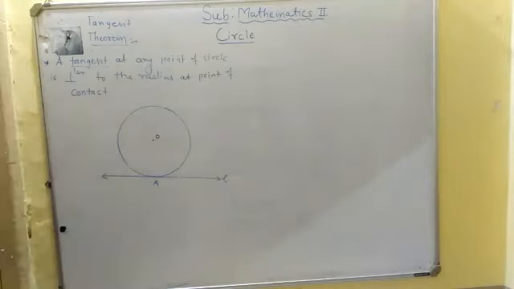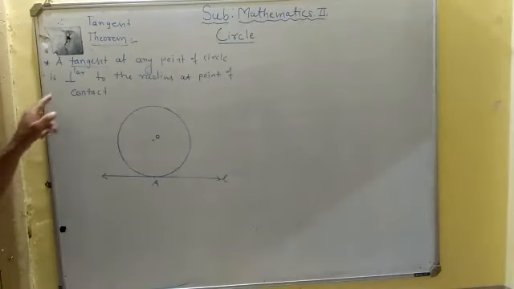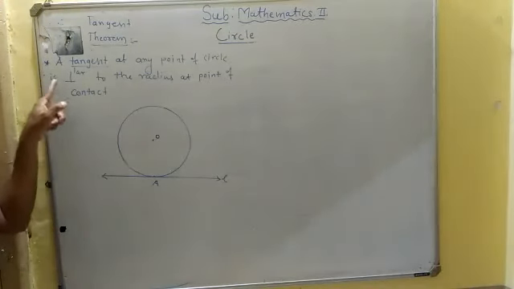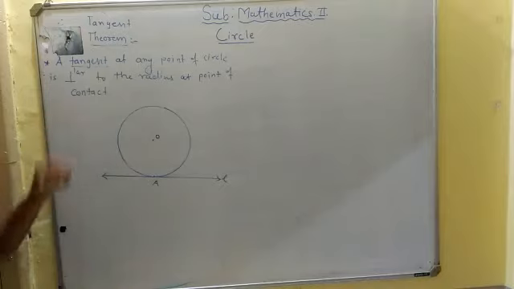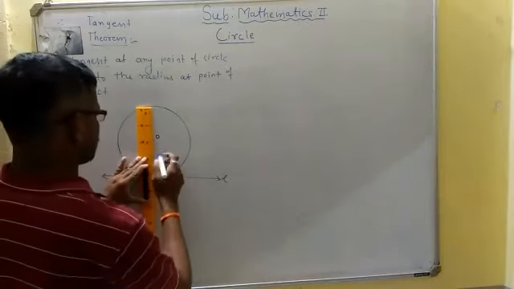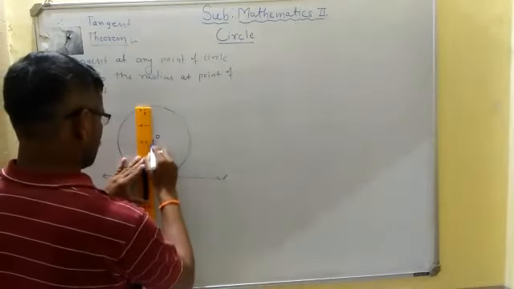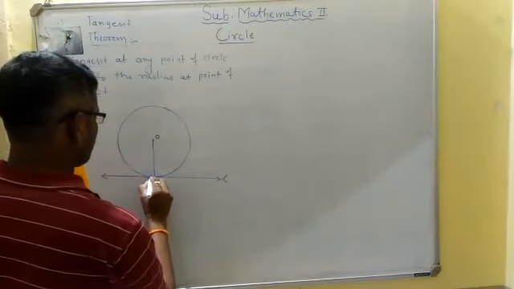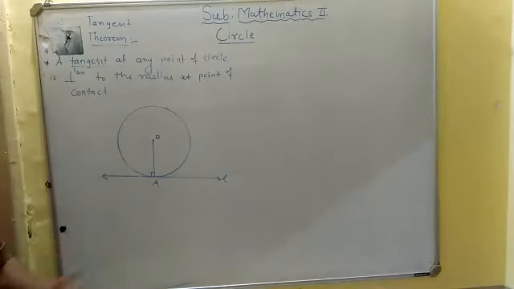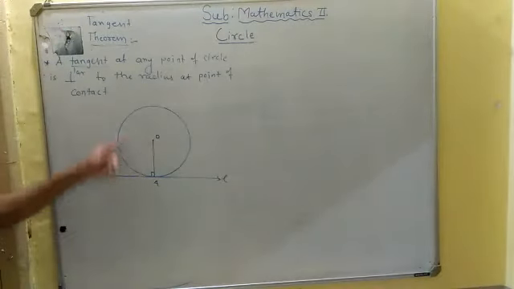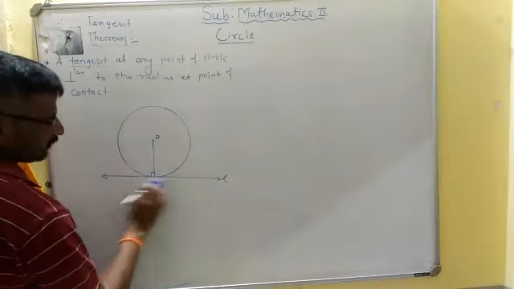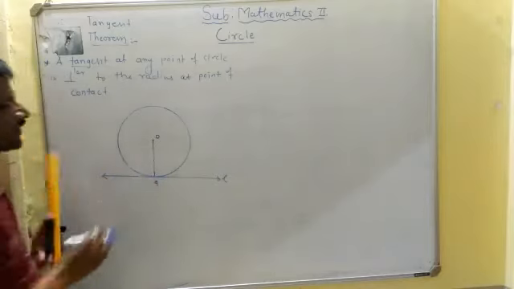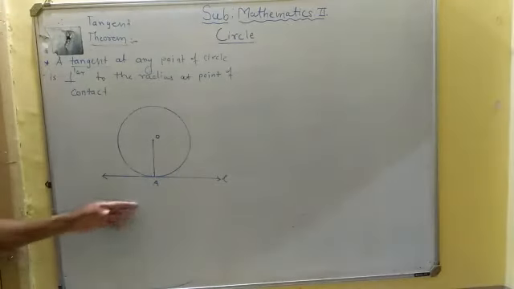Now what is to prove? To prove is that a tangent is perpendicular to the radius at the point of contact. That means here we construct a radius OA, which passes through the point of contact. A is the point of contact, and it is perpendicular to the tangent. It is perpendicular to the tangent.